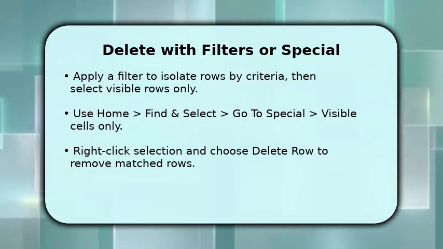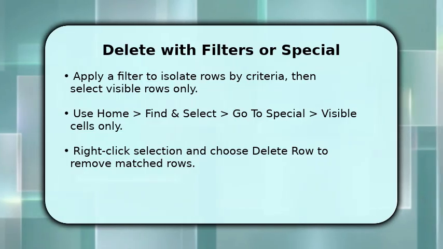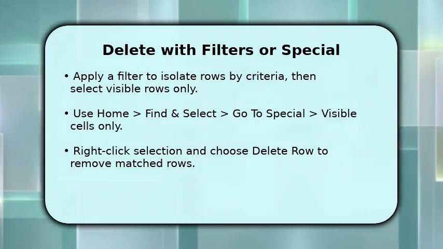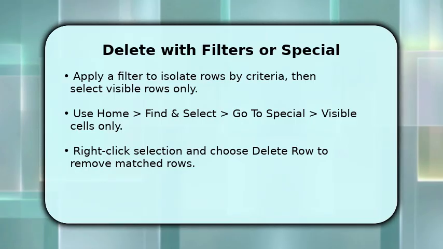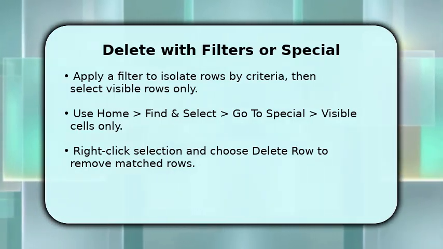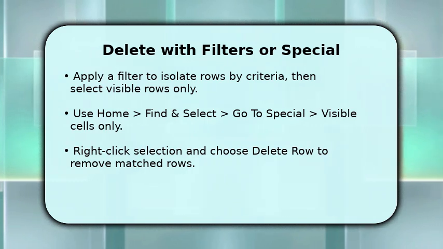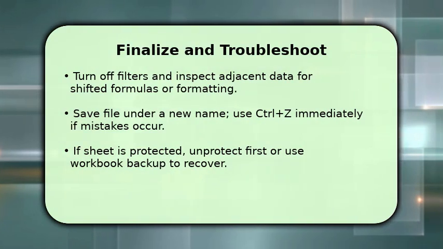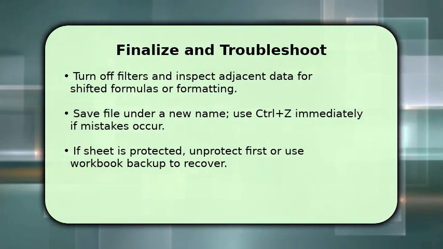Then right-click any selected row number and pick Delete Row. You do this because deleting, while hidden rows remain intact, prevents accidental data loss and keeps worksheet references stable when formulas recalculate. Finish by removing filters and scanning nearby rows for formulas or formatting that might have shifted.